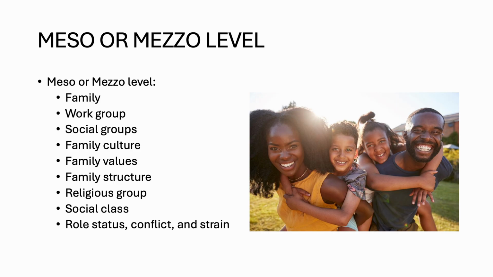All right, the meso levels, so MESO or MEZZO levels, are your family. So these are the people that surround you. Your work group, so those are the people you work with. Social groups, the people you hang out with. Your family culture, your family values, your family structure. So not every family has, let's say, a mom and a dad. Some have grandparents only. Some have cousins, some don't. So it really does vary as well. And then also there's blended types of families and stuff like that.